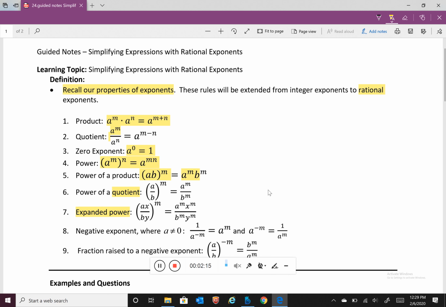Our negative exponent rule, where a is not equal to 0, if we have 1 divided by a to the negative m, we can take that base a and move it from the denominator to the numerator, making it a to the positive m. If we start with a to the negative m, we want to get rid of that negative exponent, so we're going to move that base of a from the numerator to the denominator in order to make that a positive exponent m.